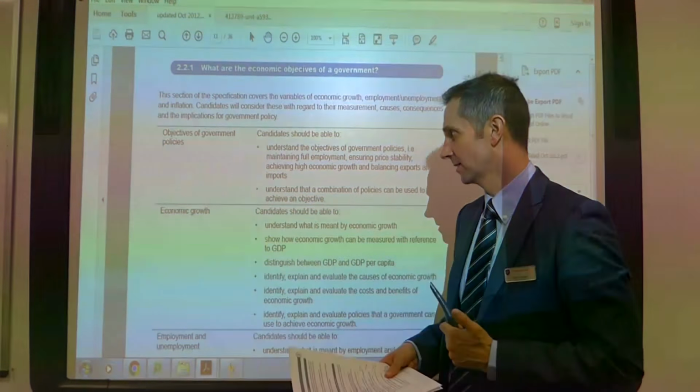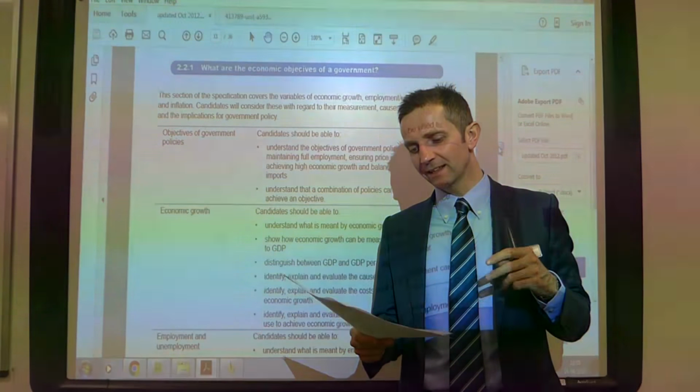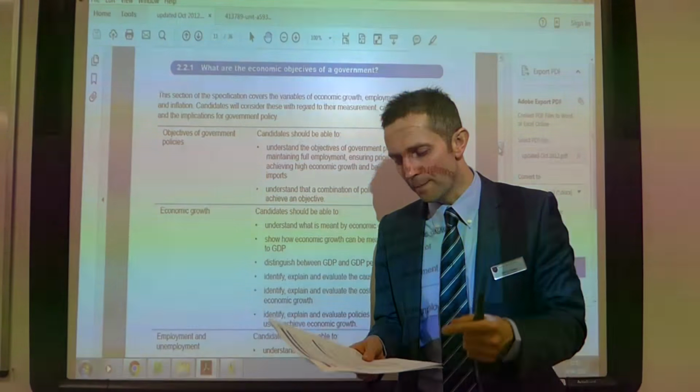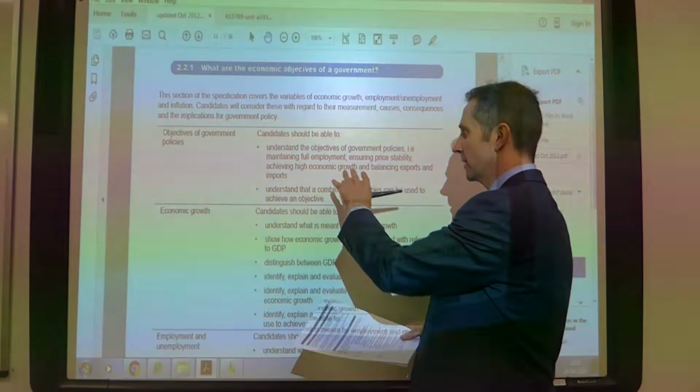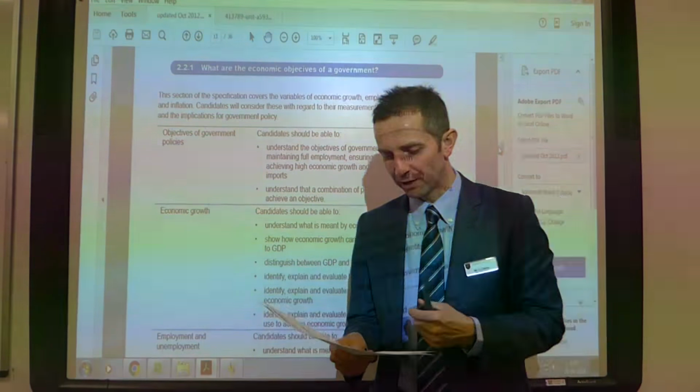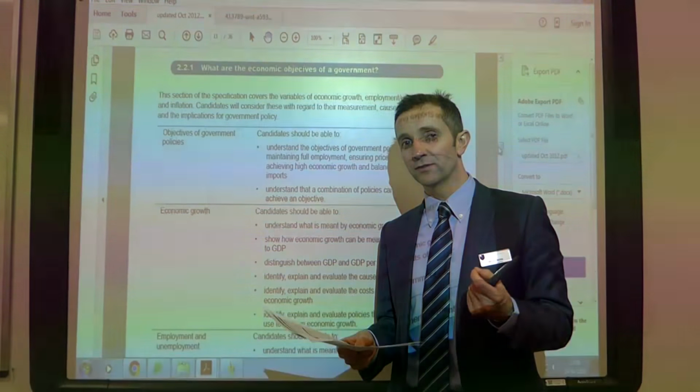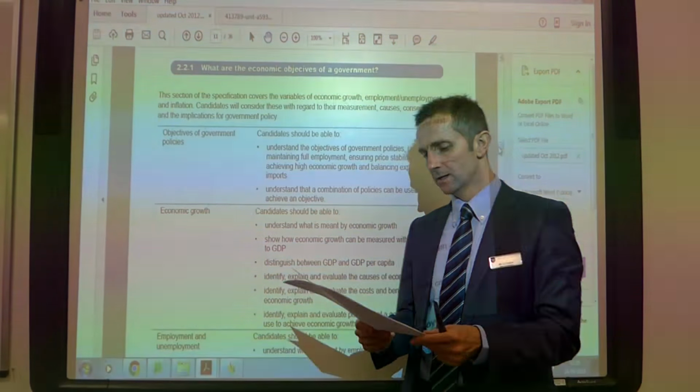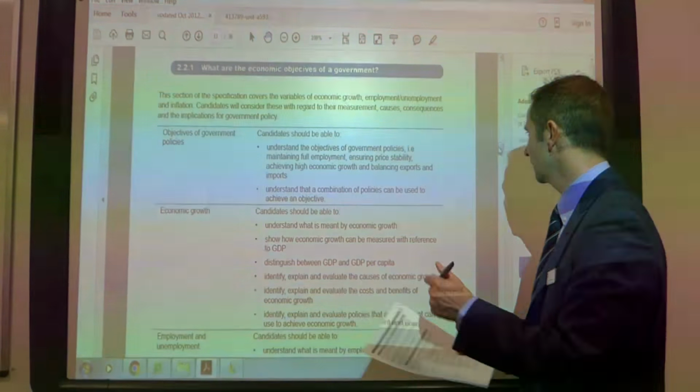And then the next point, understand a combination of policies that can be used to achieve an objective. And again, that really hasn't been tested that much, with the exception of economic growth, so policies that can generate economic growth. And indeed, just looking here at my notes, which I made earlier today, supply-side policies have been tested on 2 of the last 3 papers, which is slightly unusual maybe. So I wouldn't say don't learn supply-side policies, but maybe it's more likely this time that you get something on fiscal or monetary policy. Okay, so that's objectives covered. Let's move to the next one.